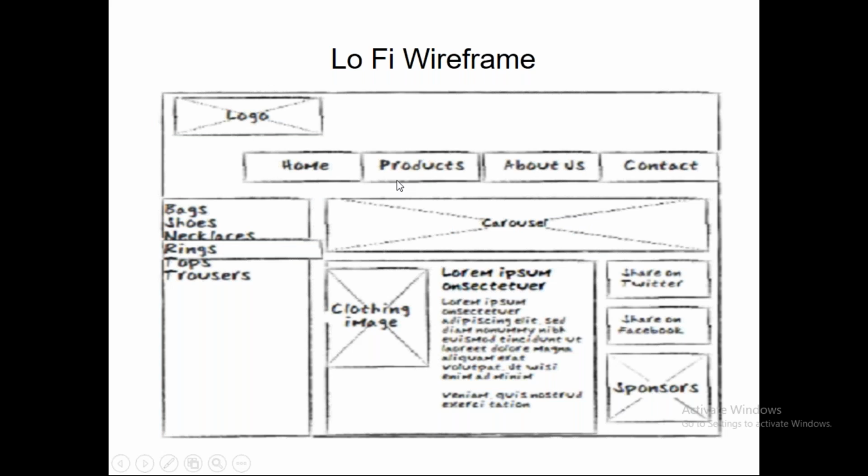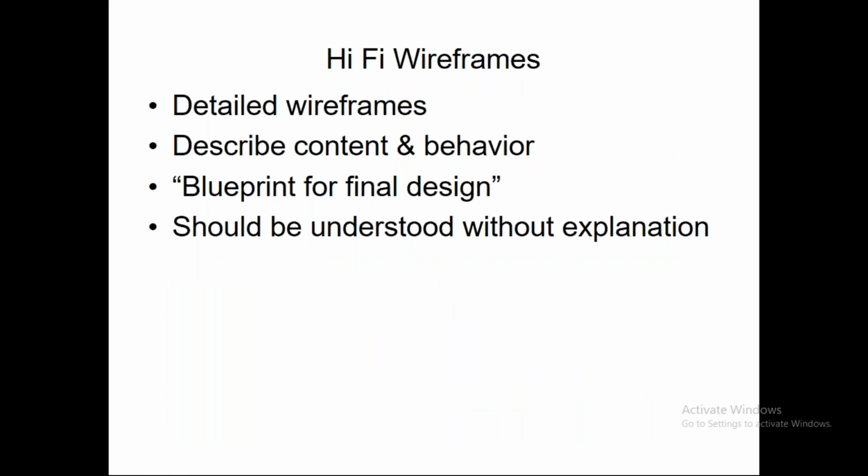So once we present this low fidelity wireframe and get the approval, then we would move on to the high fidelity wireframe, which is a much more detailed wireframe. It describes the content and the behavior. The blueprint for the final design should be understood without explanation. So it has much more detail in terms of the color coding and so on. Still the images are going to be placeholder images and text, but by looking at it, it looks mostly like a real web page.